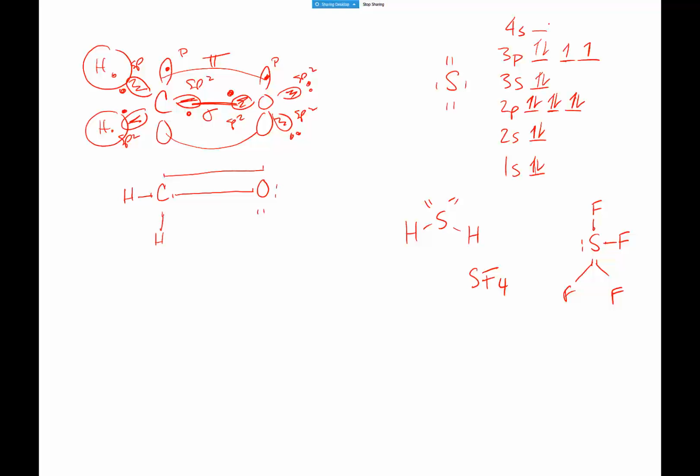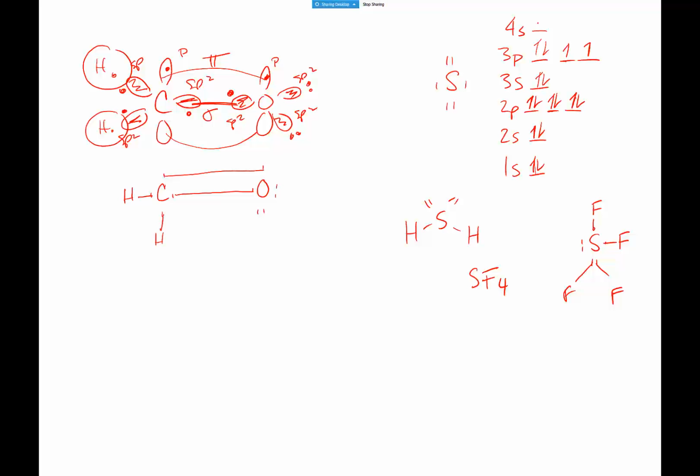Now notice I didn't do that. So if I go into an excited state and I move one of these 3p electrons up to the 4s, I'm going to get 4 unpaired electrons to form my SF4. But here's the problem. The quantum mechanical rules say that if you're going to mix orbitals, if you're going to hybridize them, you can only hybridize orbitals with the same principal quantum number. And 1, 2, 3, and 4, the shell number, is called the principal quantum number. So I cannot mix a 4s with 3p's and 3s's. That's not allowed.